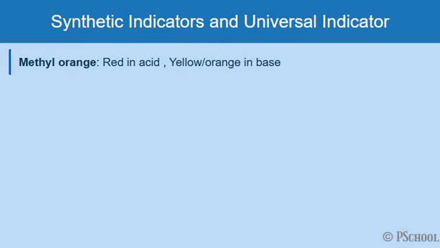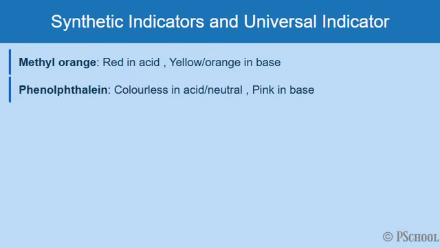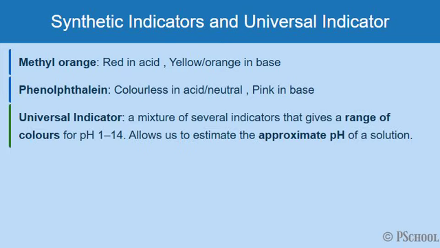Methyl orange: red in acid and yellow or orange in base. Phenolphthalein: colorless in acid or neutral, and pink in base. Universal indicator: a mixture of several indicators that gives a range of colors for pH 1 to 14. It allows us to estimate the approximate pH of a solution.